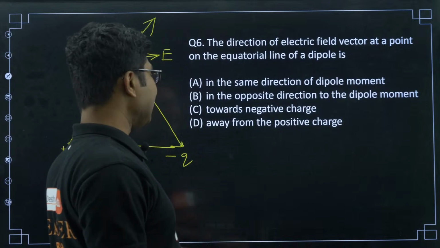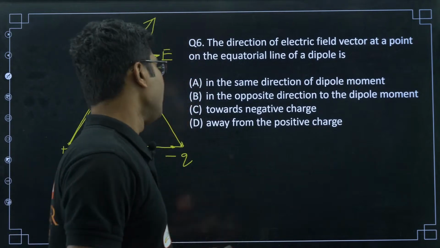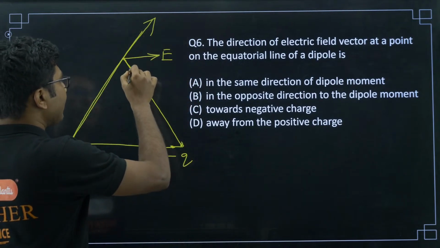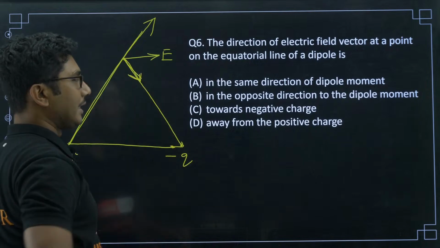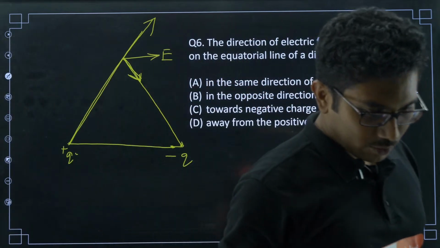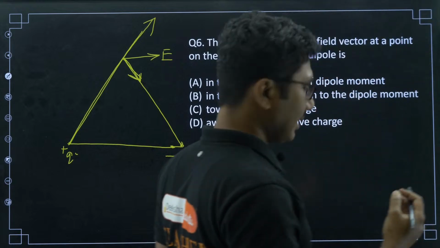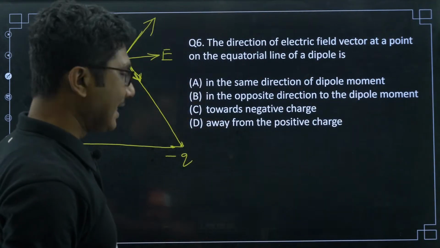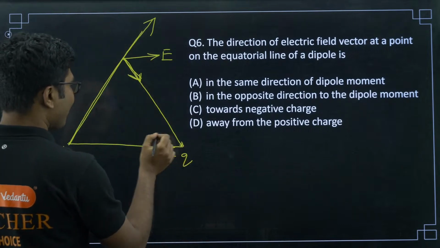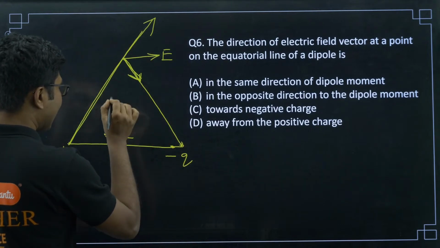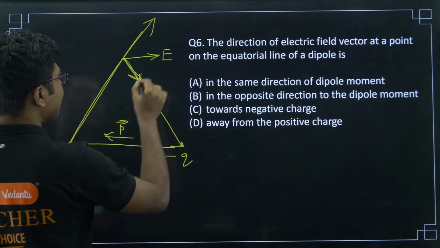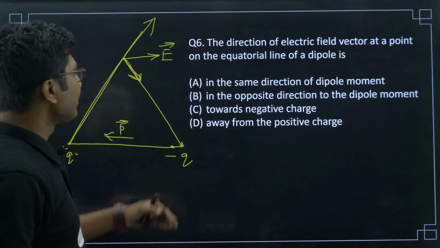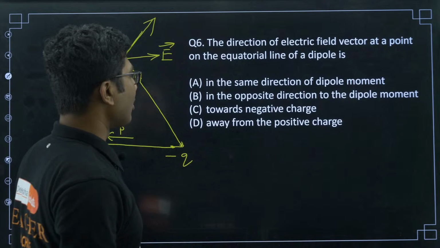Now, what is the direction of the dipole moment? That is the important question. If you know that, you can answer this question in one line. What is the direction of the dipole moment? 6B, Anaga is saying 6B. Yes. So, the dipole moment is from negative to positive. The dipole moment is in this direction, the electric field is in this direction. So, definitely they are in opposite directions.